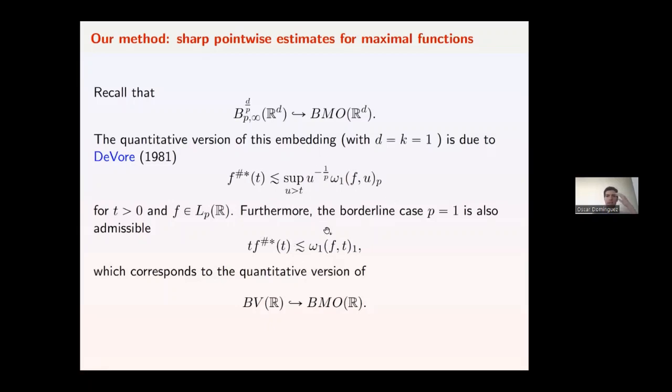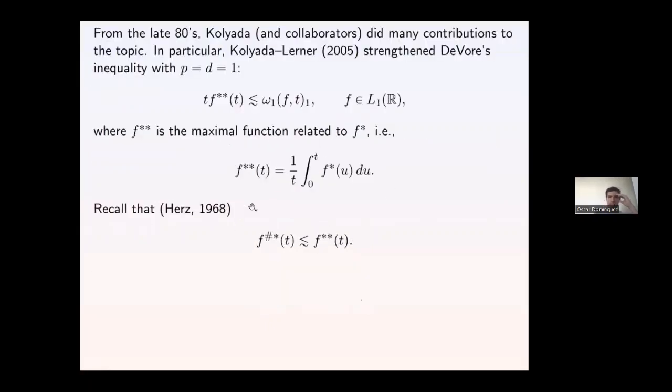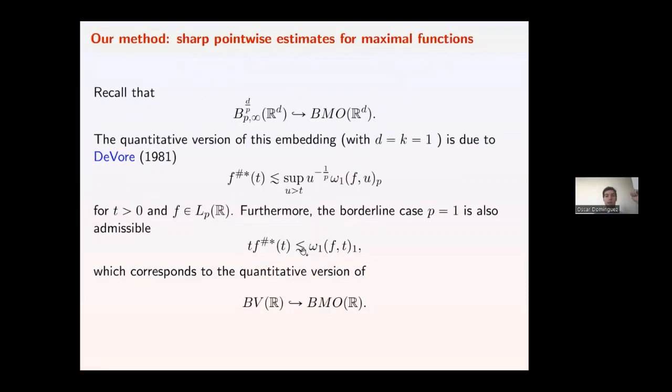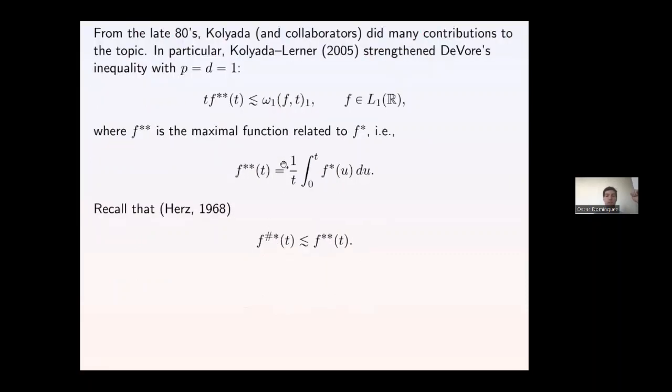All right, but there is something here that can be improved. To be more precise, starting from the late 80s, Kolyada and his collaborators made many interesting contributions to this topic. In particular, let me highlight the following estimate due to Kolyada and Lerner in 2005, where they were able to improve the Bohr estimate in the special case that p is equal to 1. In this case, they were able to replace the sharp maximal function by the maximal function itself.